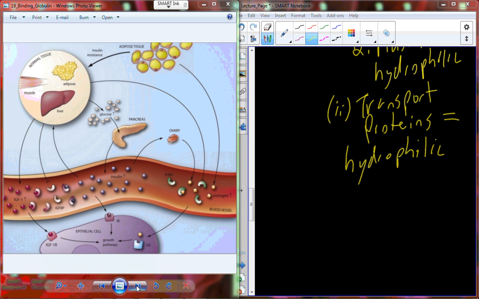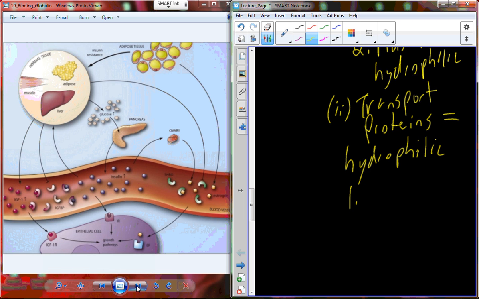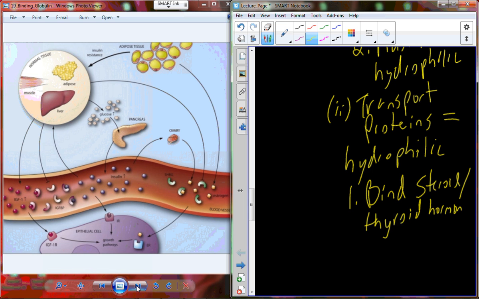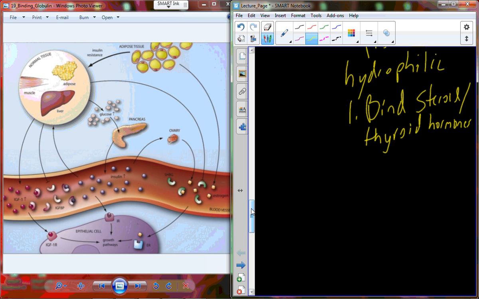Okay, so that's the basis for these transport proteins. And really, with transport proteins, we have two major classes. We have a class that binds to the steroid hormones and a class that binds to the thyroid hormones. So we'll have transport proteins that bind the steroids, bind the thyroid hormones, and reduce the hydrophobicity, reduce that effect, and then they begin to transport in solution.